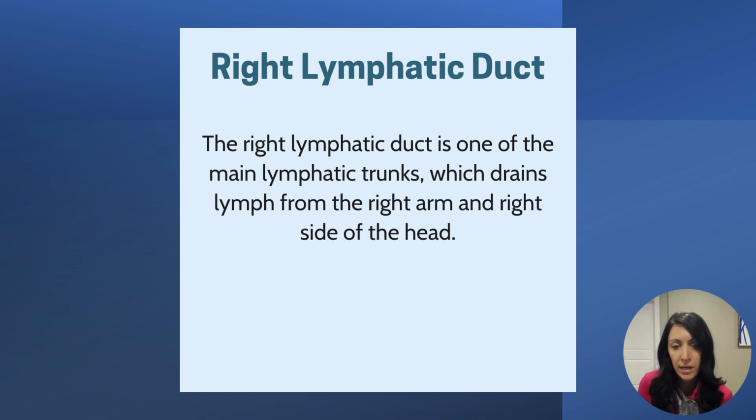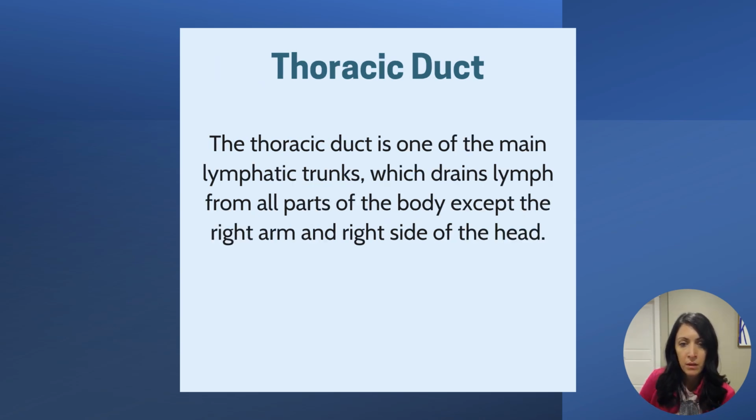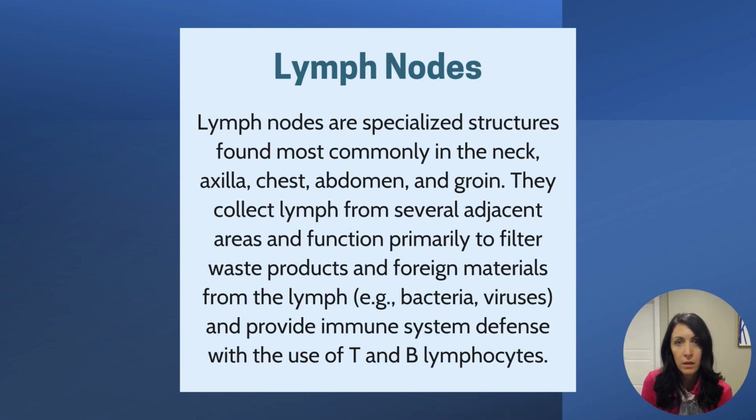The right lymphatic duct is one of the main lymphatic trunks, and it drains lymph from the right arm and right side of the head. The thoracic duct is one of the main lymphatic trunks, and it drains lymph from all parts of the body except the right arm and right side of the head. Lymph nodes are specialized structures found most commonly in the neck, axilla, chest, abdomen, and groin, and they collect lymph from several adjacent areas and function primarily to filter waste products and foreign materials from the lymph, such as bacteria and viruses, and can provide immune system defense with the use of T and B lymphocytes.